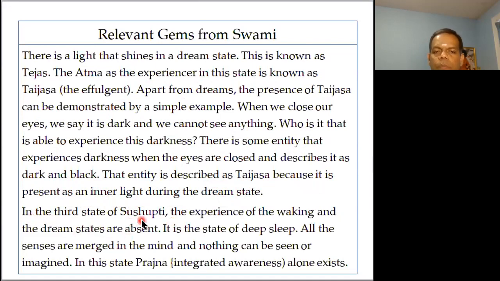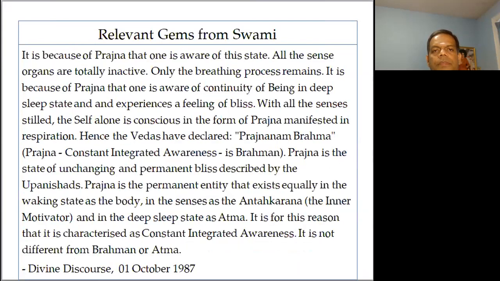In the third state of Sushupti, the experience of the waking and the dream states are absent. It is the state of deep sleep. All the senses are merged in the mind and nothing can be seen or imagined. In this state, prajna or integrated awareness alone exists. It is because of prajna that one is aware of this state. All the sense organs are totally inactive. Only the breathing process remains.